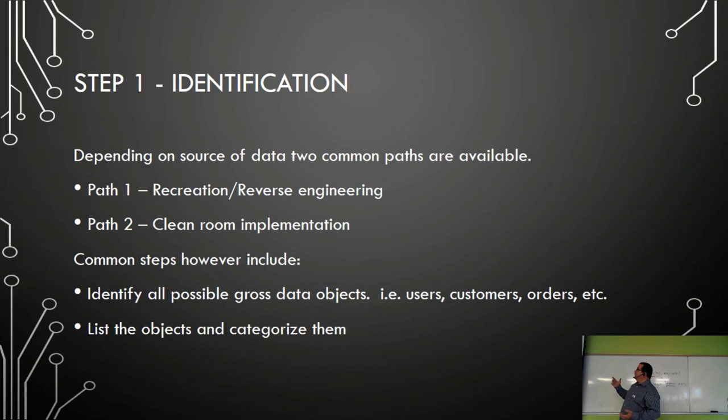The first step is identification. Depending on the source of the project, there are two common paths usually available. One is recreation, also known as reverse engineering. Reverse engineering is a dirty word in the computer industry, something you don't do, but you're allowed to recreate it. Reverse engineering means you have access to the original code and you're rewriting it, whereas if you're recreating it, you're inspiring yourself based on it.